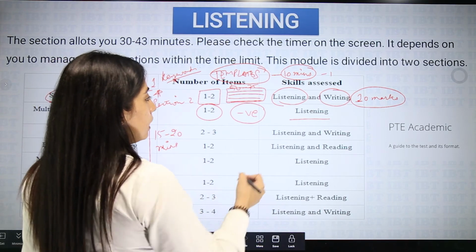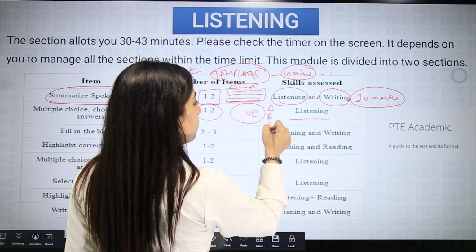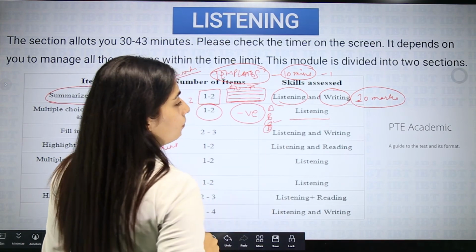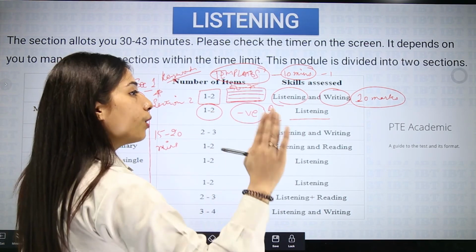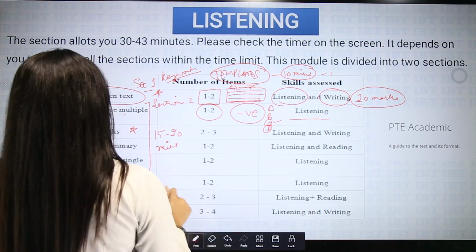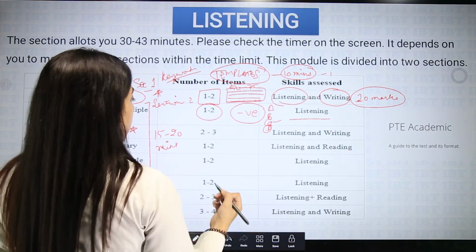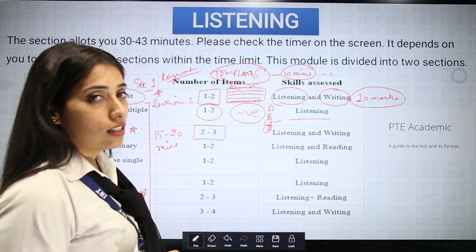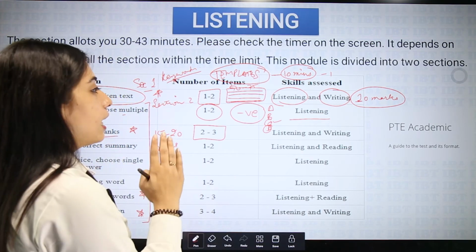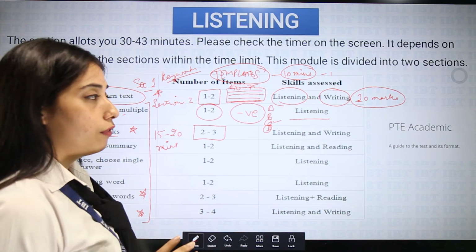So you have to click on only those options जिनके लिए आप sure हो. जिनके लिए थोड़ा सा भी doubt है, better don't mark it because these questions are not important for your overall score, right? Then comes fill in the blanks. This is a very important question and you will get 2 to 3 questions like this in your exam, and your listening and writing skills will be evaluated out of it, right?